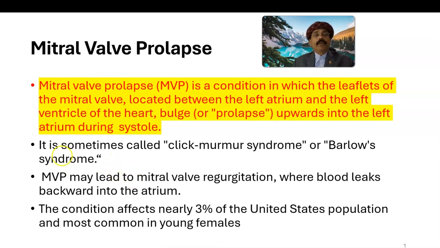Mitral valve prolapse is sometimes called Click-Murmur syndrome or Barlow's syndrome. It may lead to mitral valve regurgitation, in which blood leaks backward into the atrium. The condition affects nearly 3% of the United States population and is most common in young females.